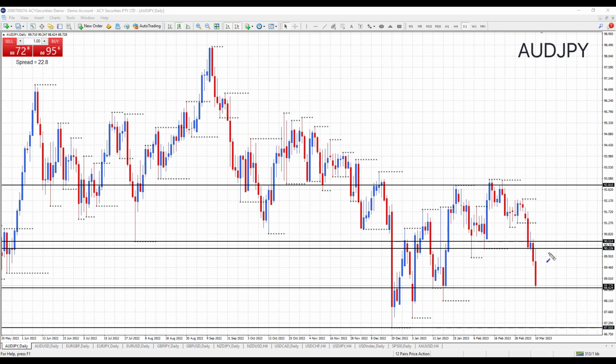I'm on the Aussie Yen daily chart, got my monthly, weekly, day support and resistance levels all drawn in. They're referenced in the description below. I'll just discuss the ones closest to price action. Now the Aussie Yen declined nicely last week, moving below the 90.51 monthly support level here.